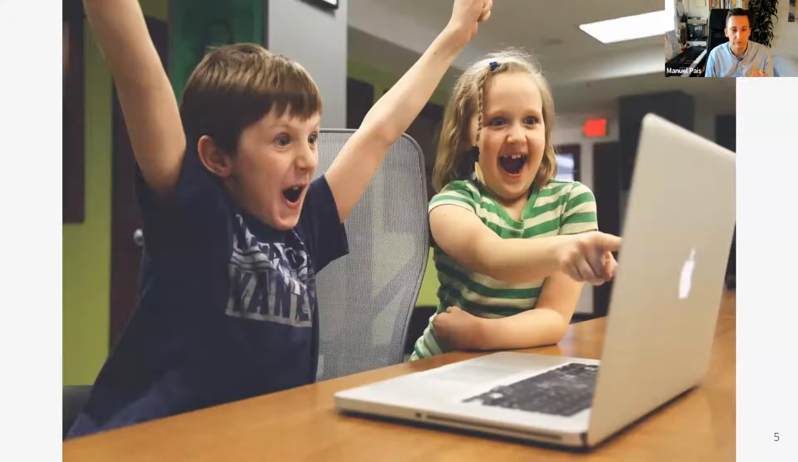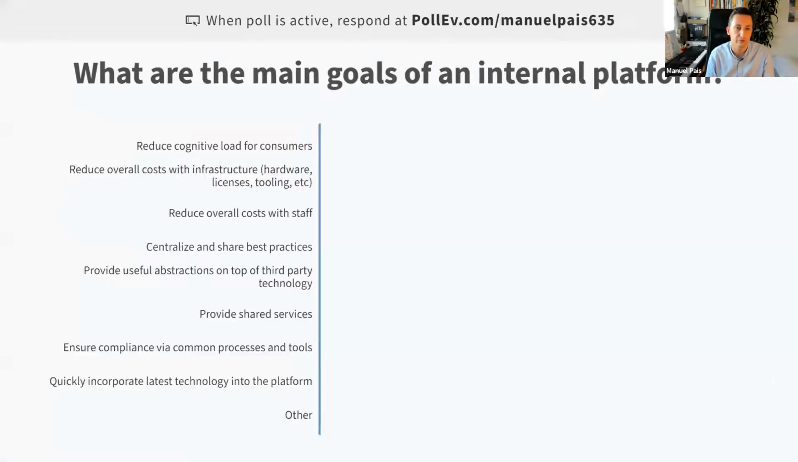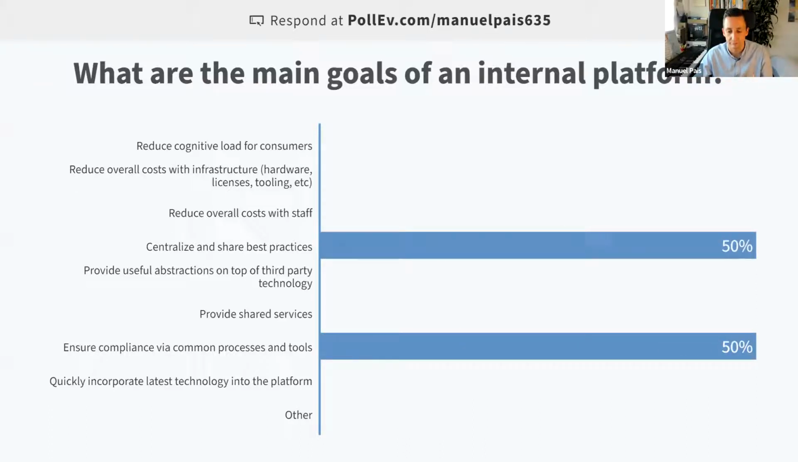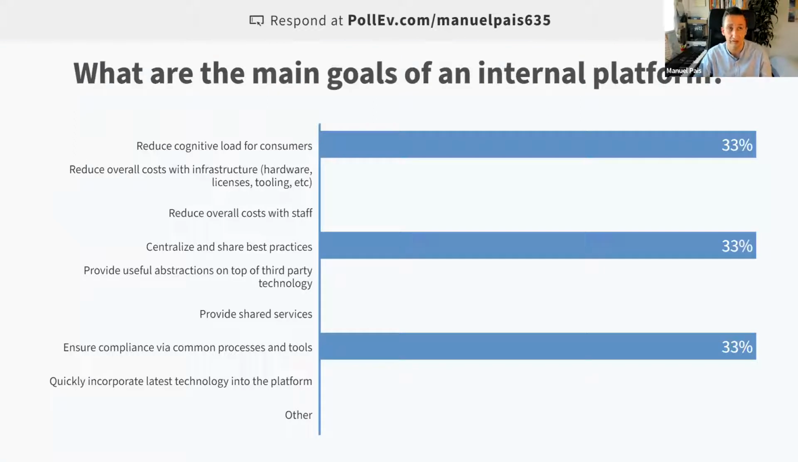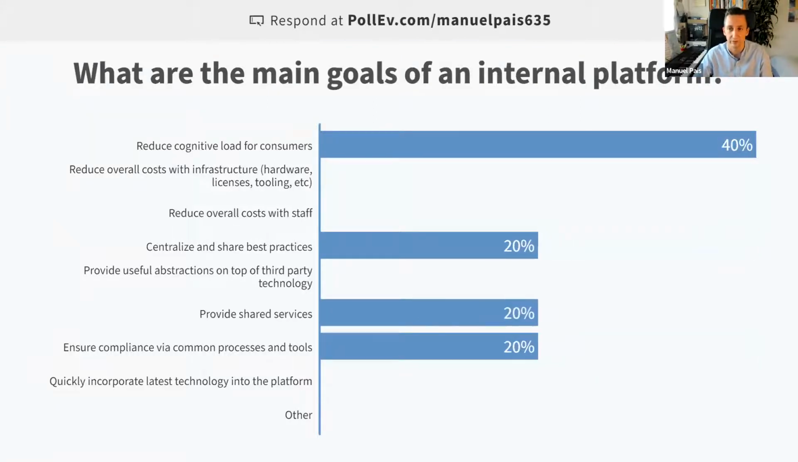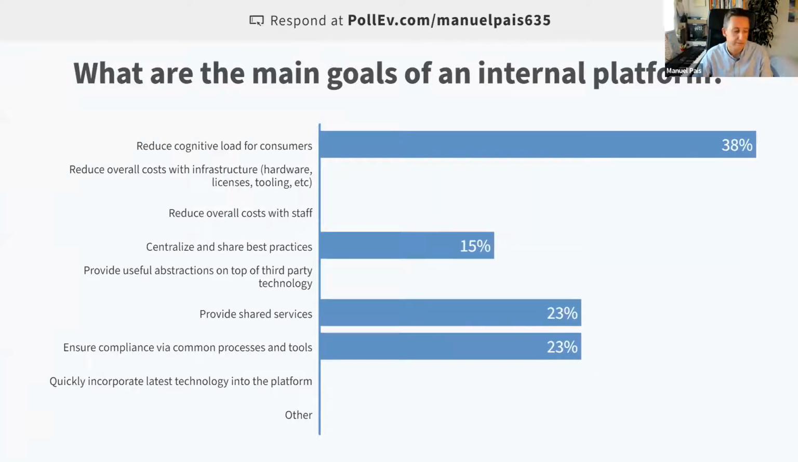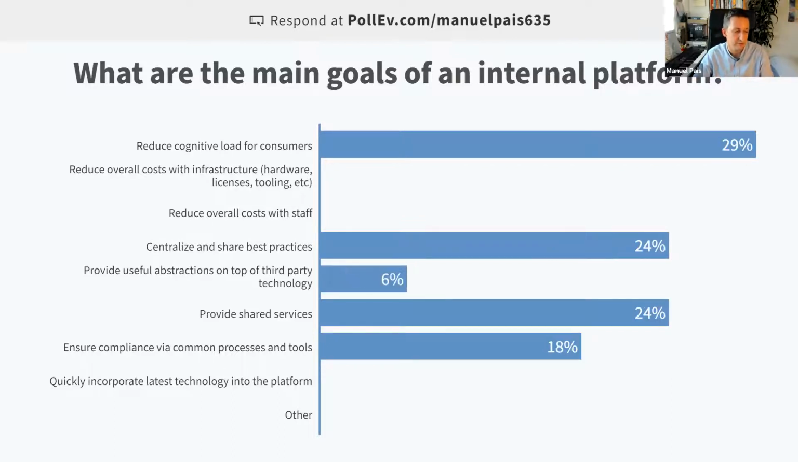So I wanted to have a first question, which is, what are the main goals of an internal platform, right? We talk a lot about internal platforms in the last years, but what exactly are we trying to achieve? And so there are a number of options there. I definitely have seen big changes since I started about 20 years ago in the industry, where platform effectively meant something very different from today. So it will be interesting to see what people have seen, what their experience is.